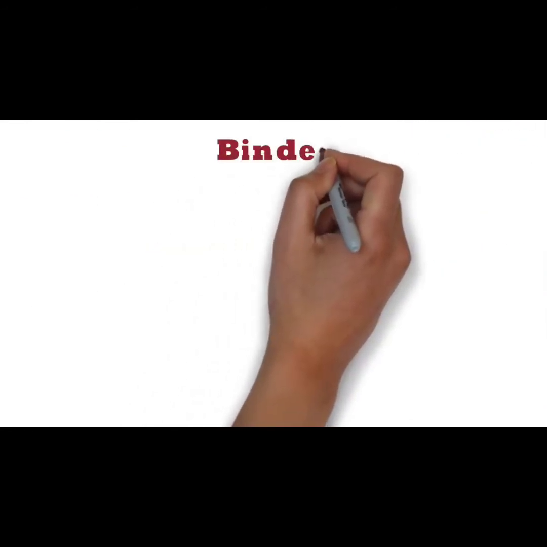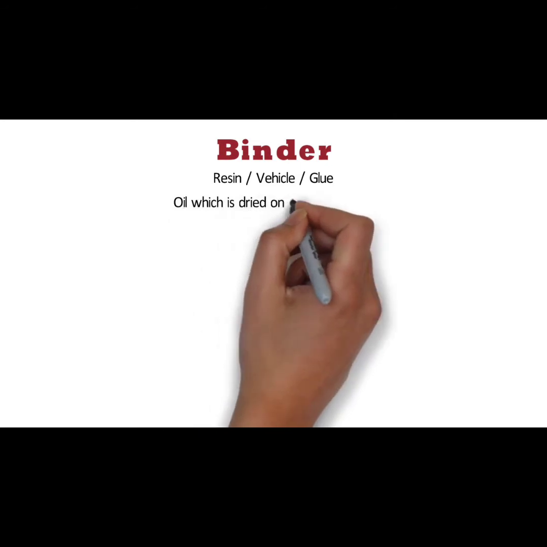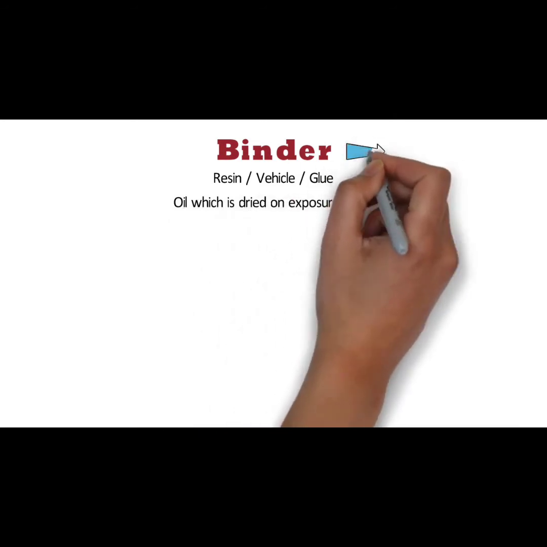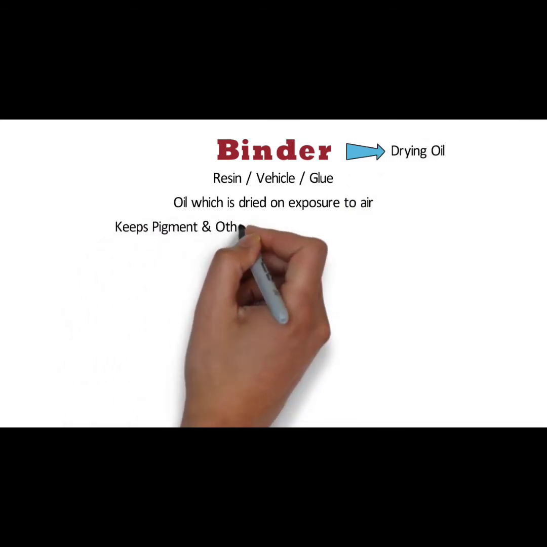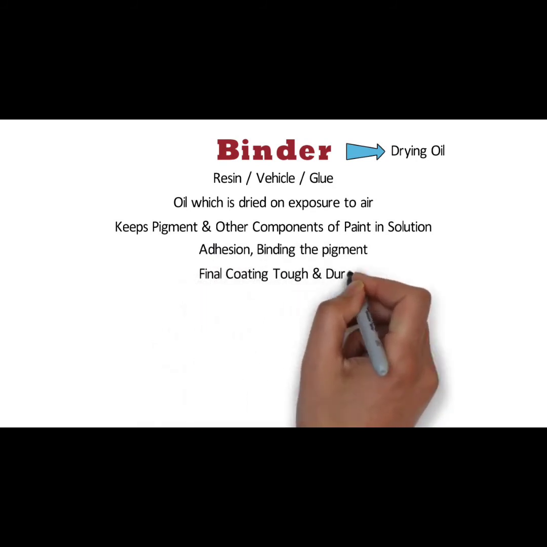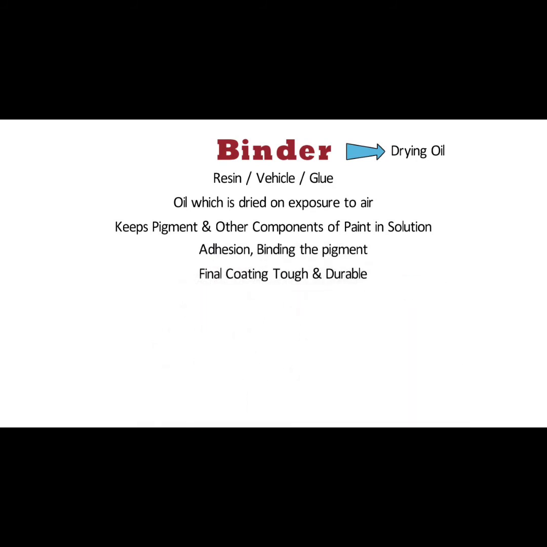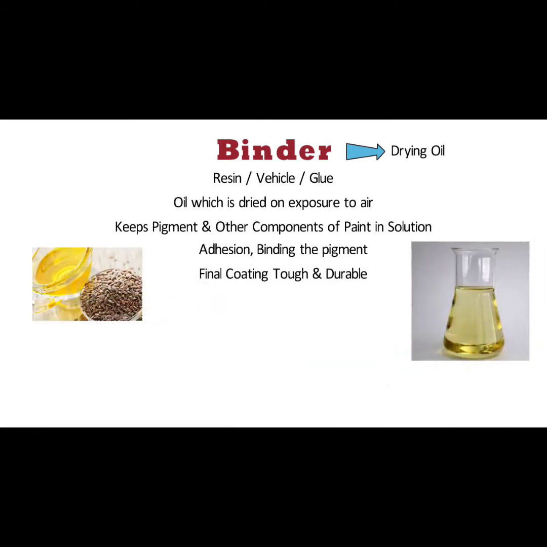Third component is binder. It is also known as resin or vehicle or glue. It is actually an oil which dries on exposure to air. Hence it is also called drying oil. It has the capacity to keep the pigment and other components of the paint in suspension or solution. It is responsible for providing adhesion, binding the pigment, and also makes the final coating tough and durable. The most commonly used vehicle or drying oils are linseed oil, dehydrated castor oil, bleached oil, and fish oil.